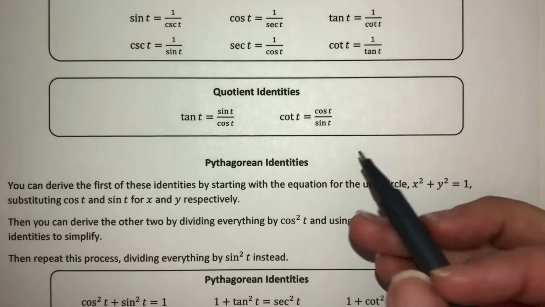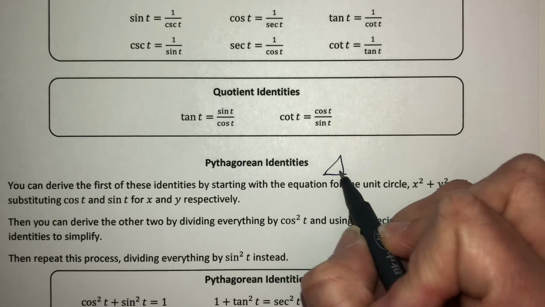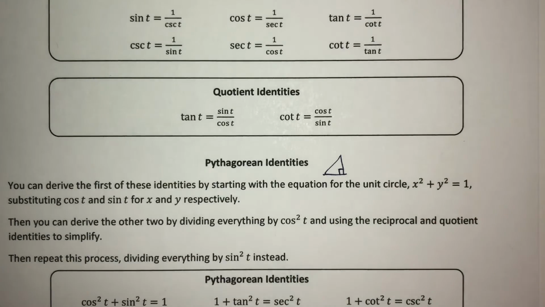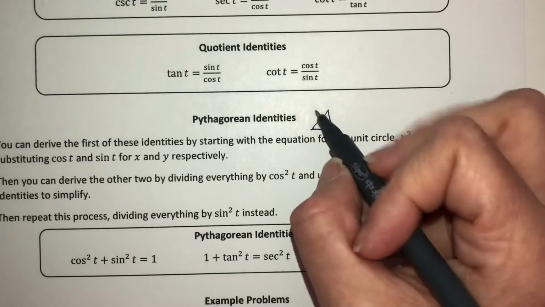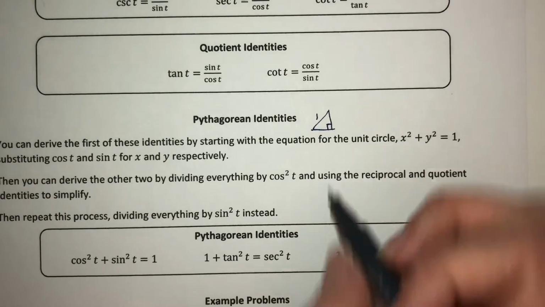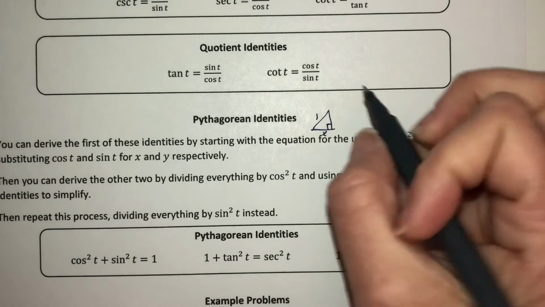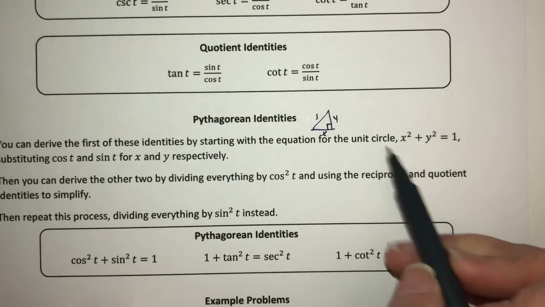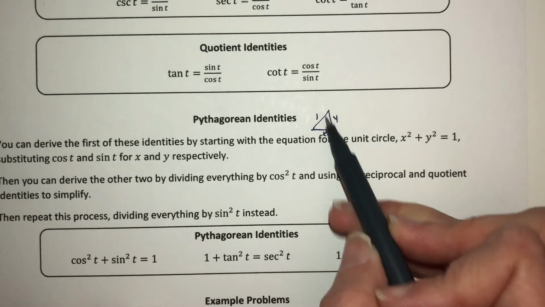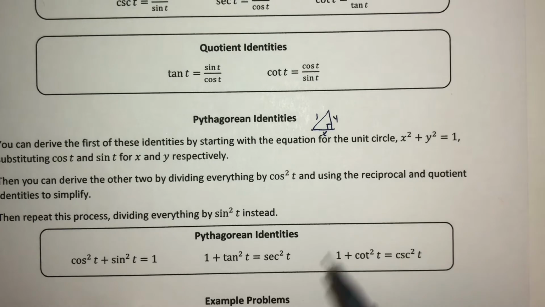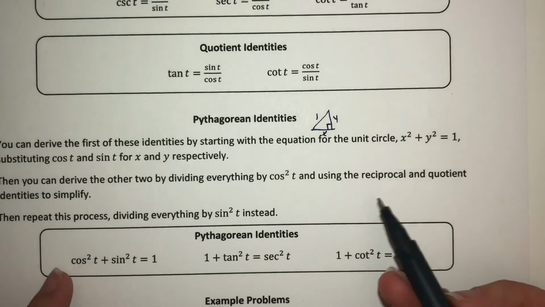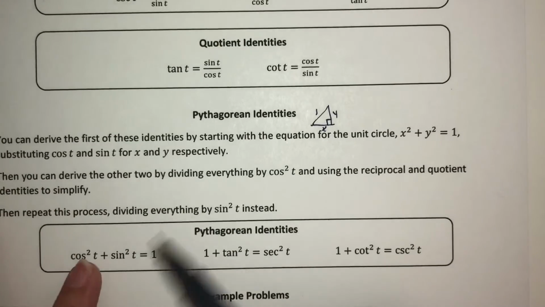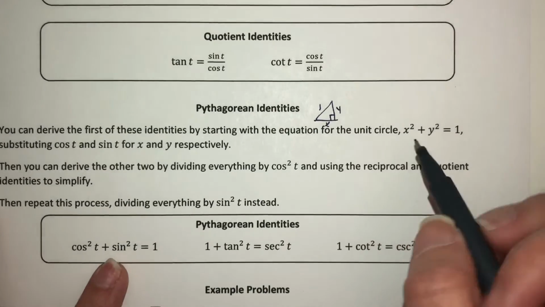Now let's talk about the Pythagorean identities. These are all based on what we've done with a right triangle. Remember, we had a squared plus b squared equals c squared. And when we have the unit circle, the hypotenuse of our right triangle was always 1. This was always our x value. This was always our y value. So basically, when you're talking about a unit circle, if we're making a triangle out of it, we have x squared plus y squared is equal to 1.